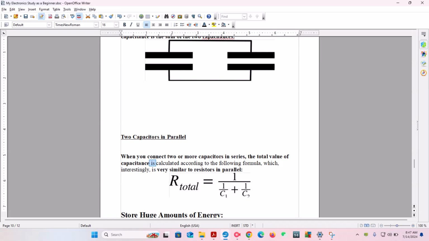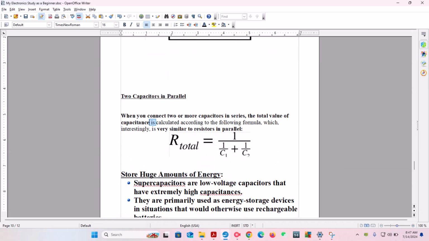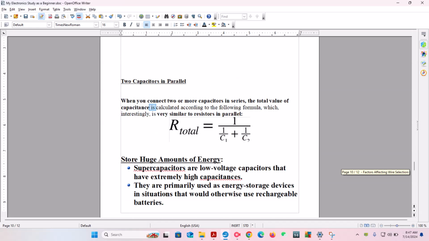So it'll be 2 over C, basically, I believe. So we take whatever number 1 over this is. Let's say C1 is 6, C2 is 8. So 1 over 6 plus 1 over 8 equals. Okay, and then that's all divided by 1. That will give you your total.